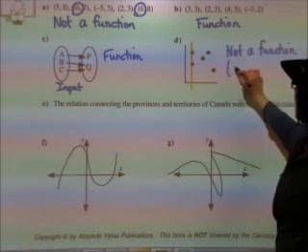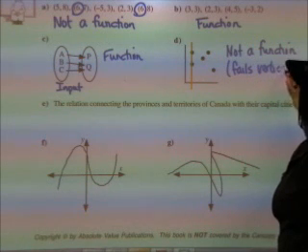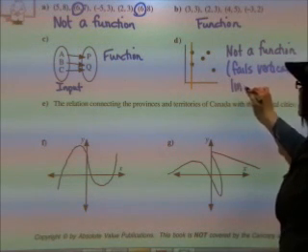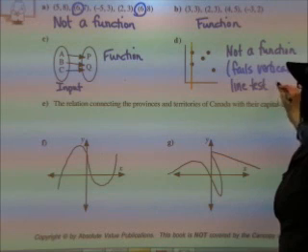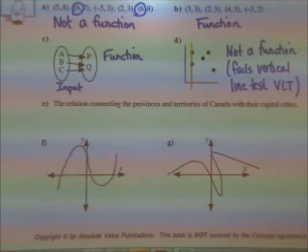The reason why is it fails the vertical line test, which you can abbreviate as a VLT. Just don't gamble on it.